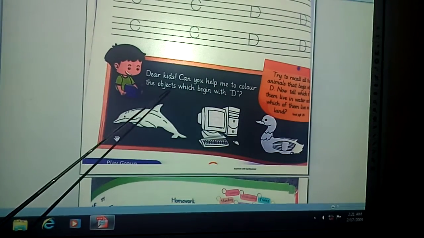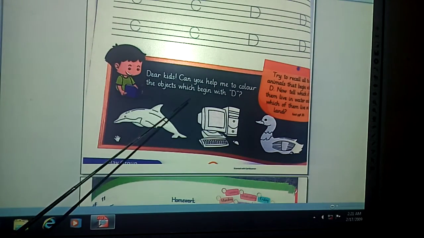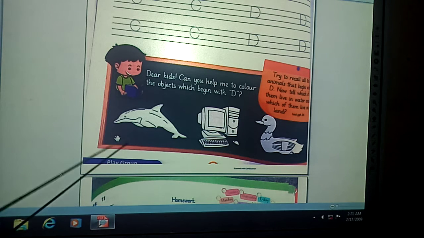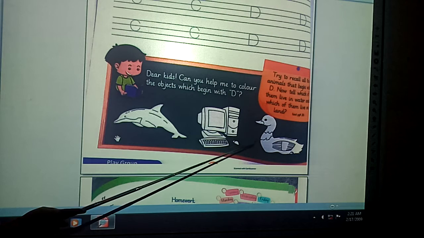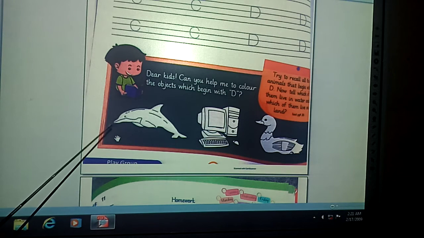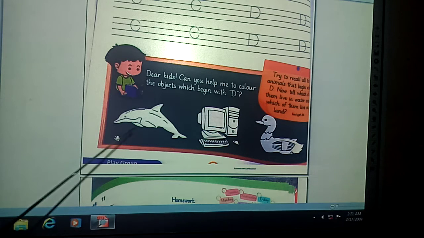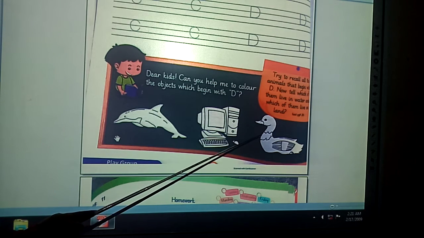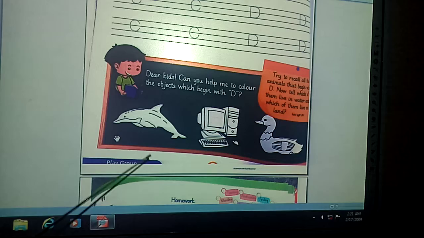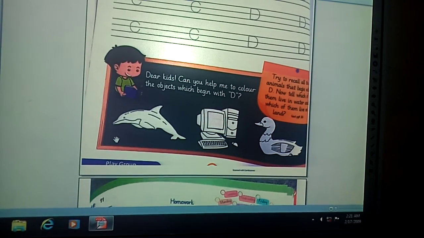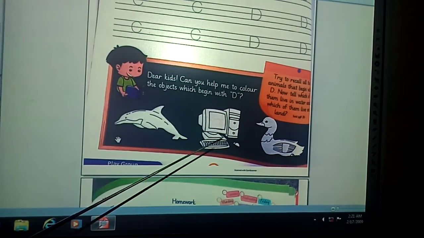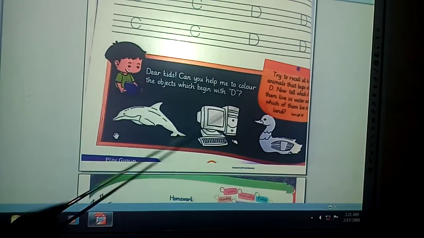Now, dear kids, can you help me to color the objects which begin with D? So, which objects begin with D? Duck, dolphin. We have to color dolphin and duck. We will color dolphin blue and we will color the beak of the duck only. And what is the color of the beak of the duck? The color of the beak is orange. We have to color only orange color in its beak.